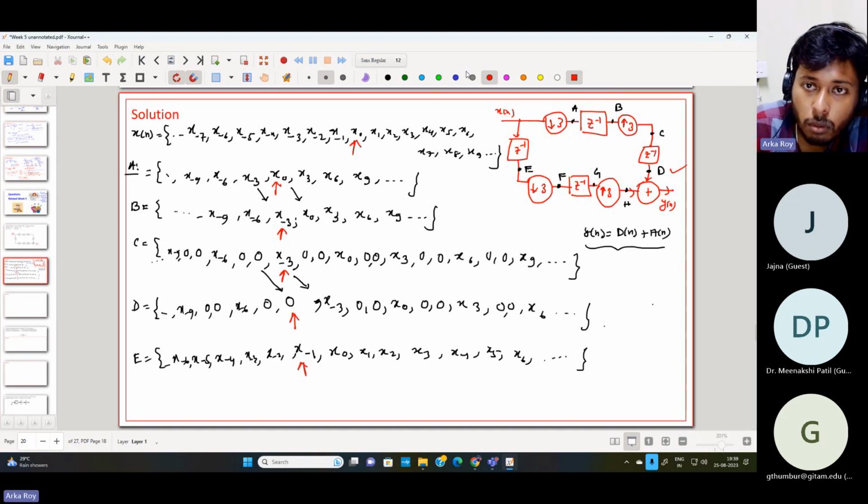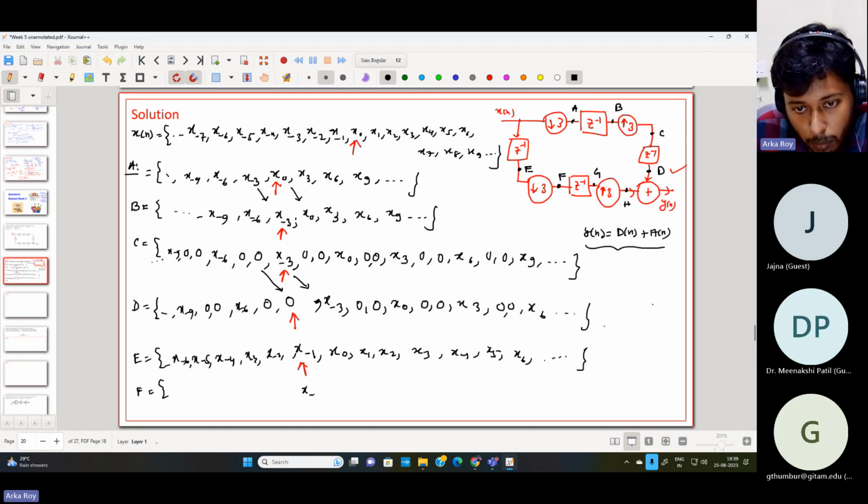Now let's move to F, that is your downsampling operation. Downsampling operation means I will get x of minus 1, then I will move to the third index. That is, now this is the 0 index, first index, second index, third index.